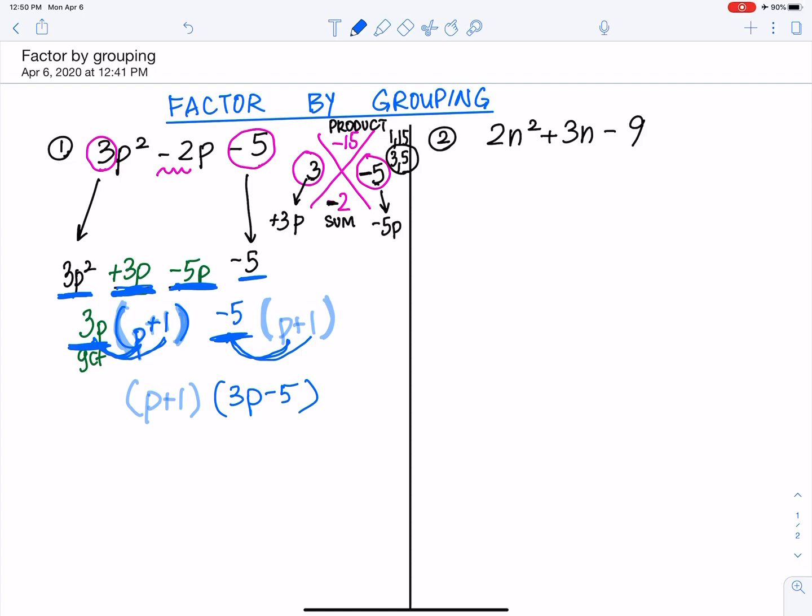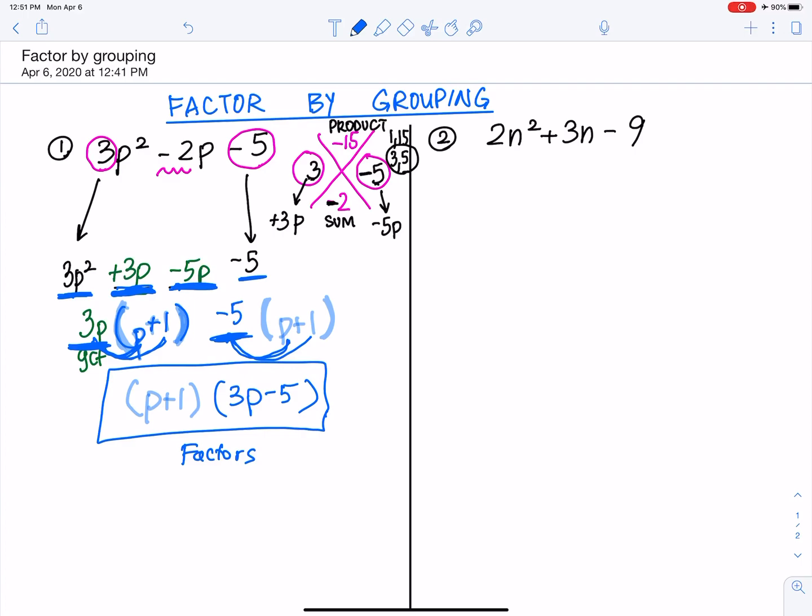So as you see here, p plus 1 hung out with 3p, and it hung out with negative 5. So these are the two factors that multiply to give us our original problem. All right, so let's look at another example.